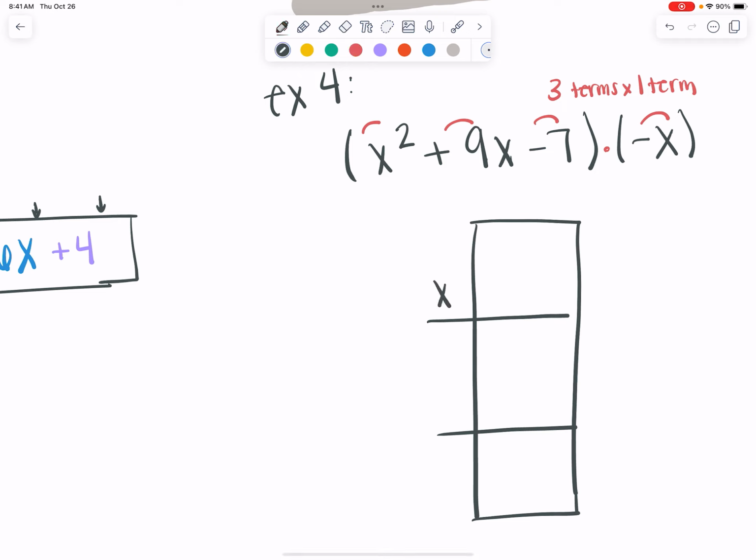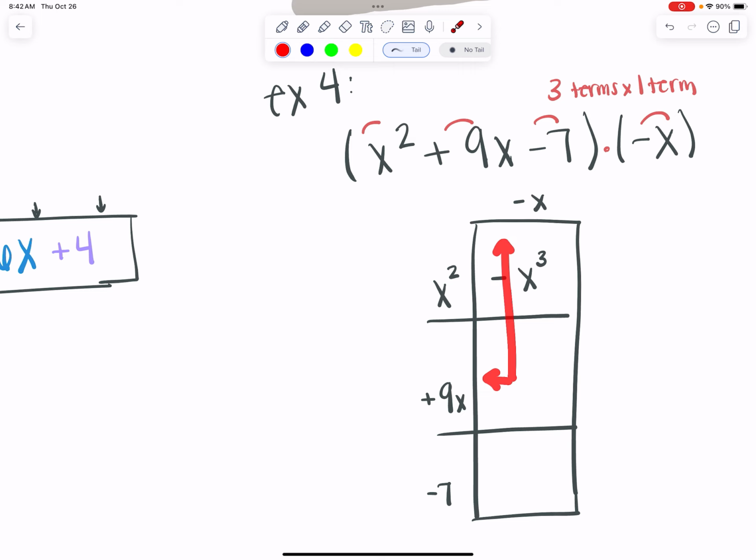So I'm going to have my x squared plus 9x minus 7 down the side. Each term gets its own spot. And my negative x on the top. And I'm just going to go through and multiply. x squared times negative x is going to give me negative x to the third. 9x times negative x is going to give me negative 9x squared. And then negative 7 times negative x is going to give me positive 7x.